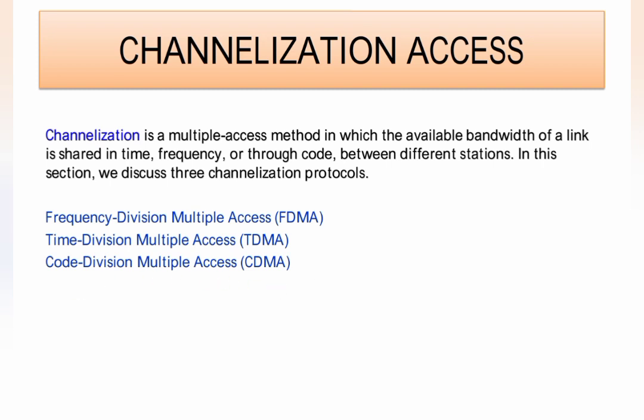In the first one, the random access protocol, every station will have equal right to the channel. In the case of control access protocols, a station will act as a master and the remaining stations will act as slaves. The master, the primary station, will have the right over the channel. But here we are dividing the given bandwidth into time, frequency or code, and sharing it among the different stations to transmit the data. So we will see in detail about the channelization protocols here.